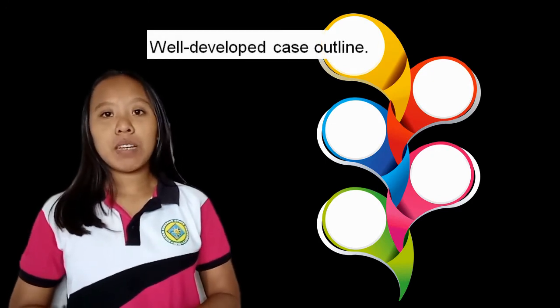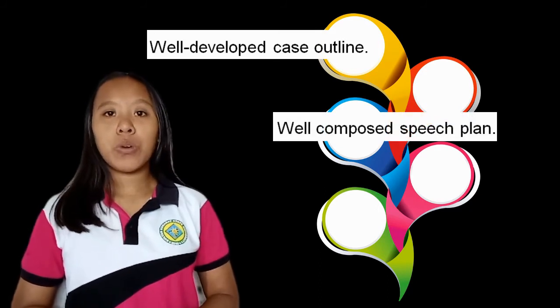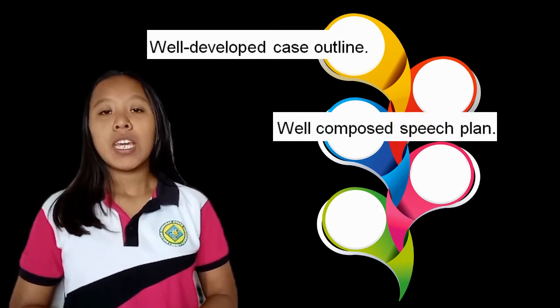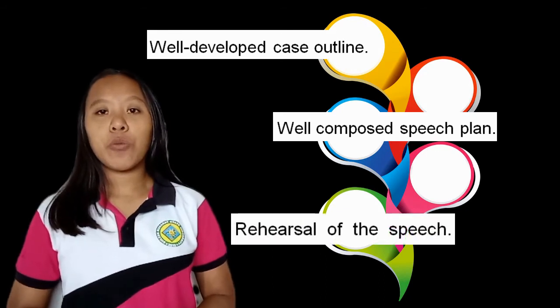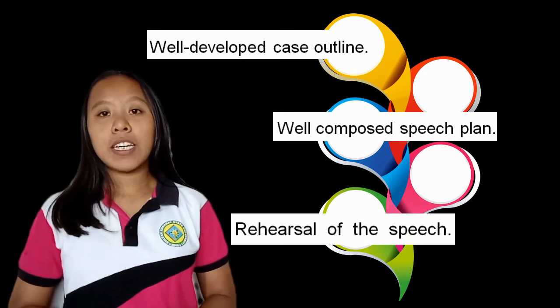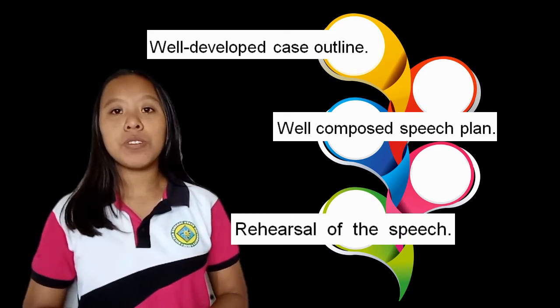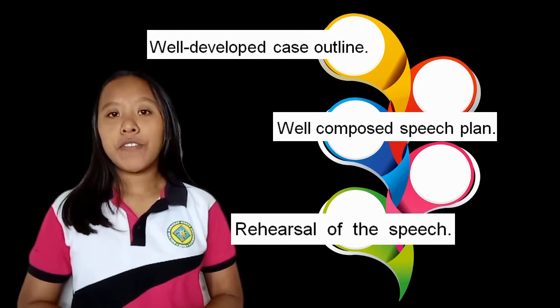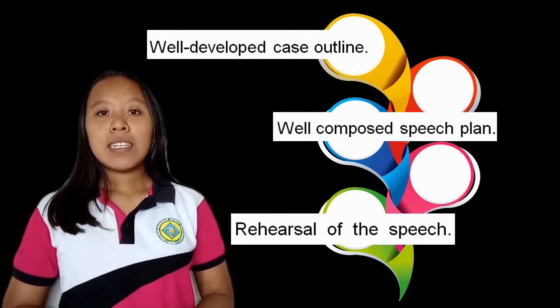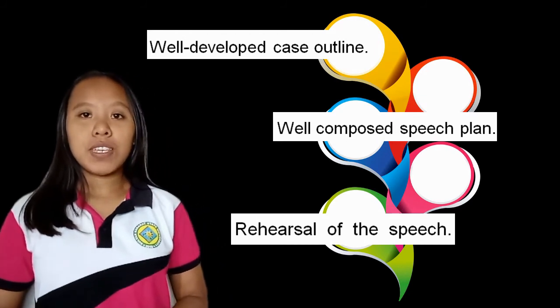Next on the list is fluency. We should cultivate verbal fluency because beginning speakers are sometimes at a loss for words. They may vocalize pauses while they grope for the next word. A good knowledge of the subject, a well-developed case outline, a well-composed speech plan, and rehearsal of the speech will help the advocate overcome these problems and acquire the necessary verbal fluency. Practice in impromptu speaking also aids in the development of verbal fluency.